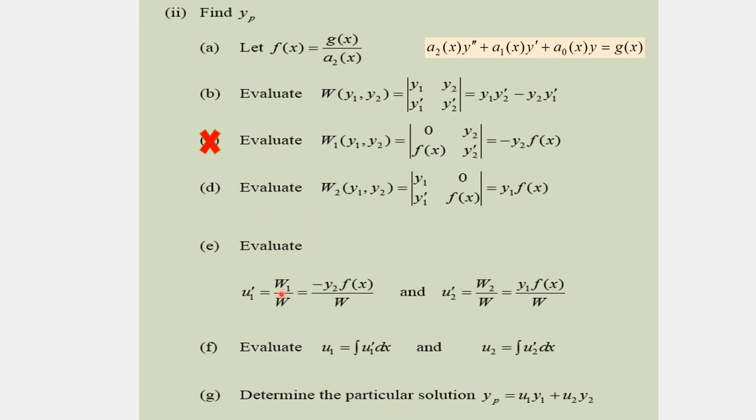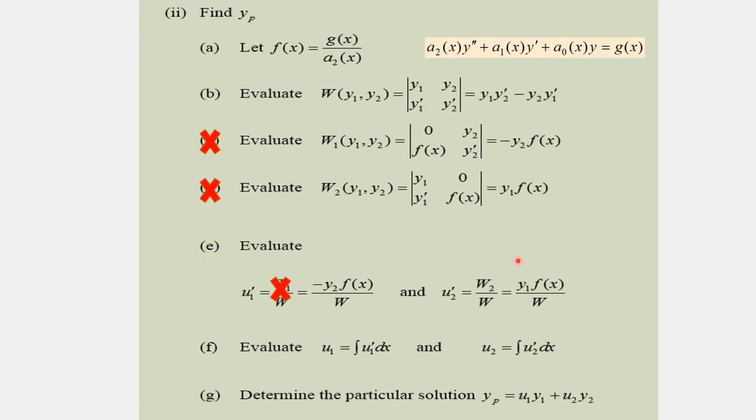That means you don't have to apply this formula at all, because U1 prime can just be equal to negative y2 fx over w. You already got y2 in the yc, fx you got in part A, and w you got in part B. Similarly for u2 prime, w2 over w, is it necessary to evaluate w2? No, actually. You can skip part D.